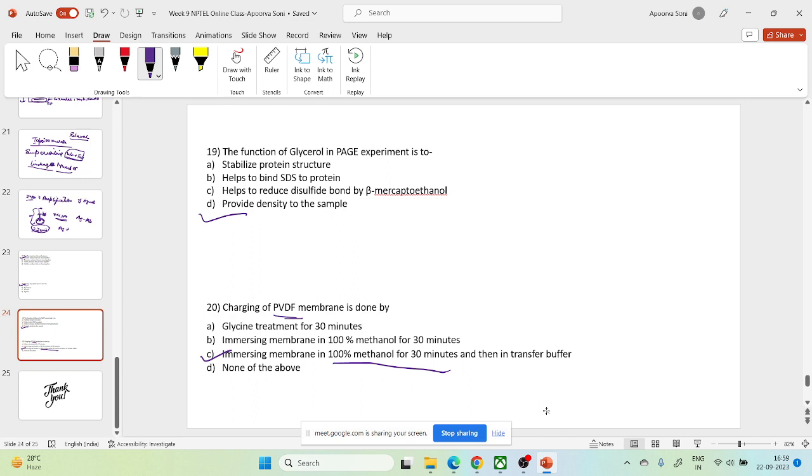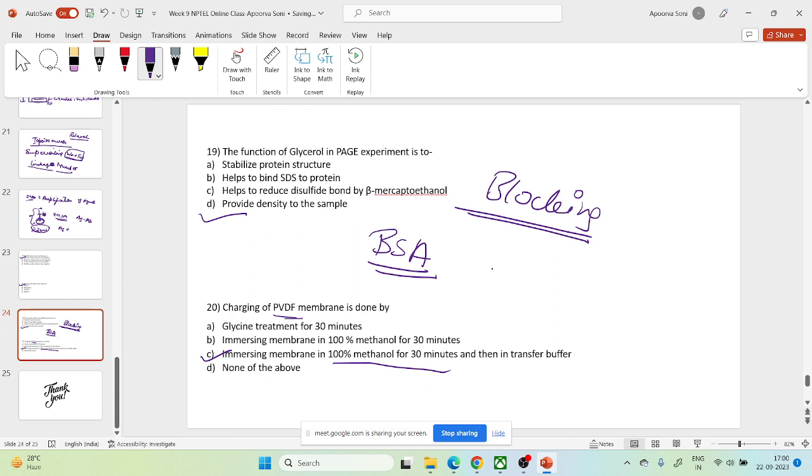Try to read about blocking. Do you know what blocking means and why it is done? To prevent non-specific interactions and subsequent false positive results. Yes. Blocking is done to prevent non-specific interactions, and it is done here also. Blocking is done with the help of BSA, bovine serum albumin, or you can use skimmed milk also. Highly sophisticated labs use BSA, but milk works equally well.